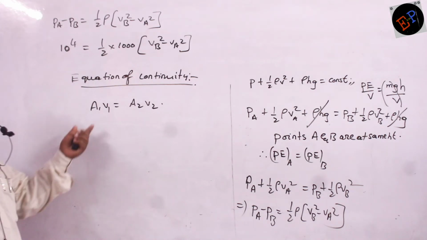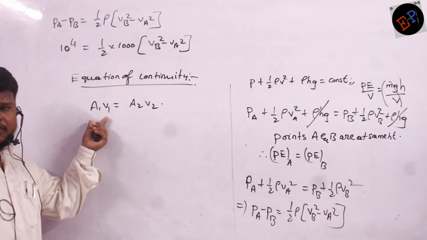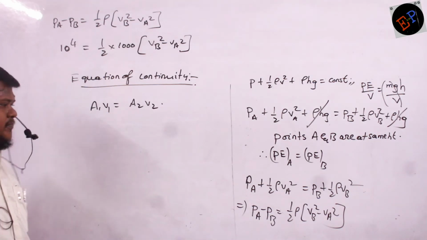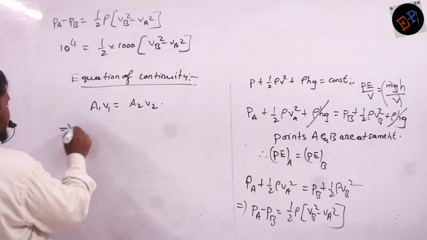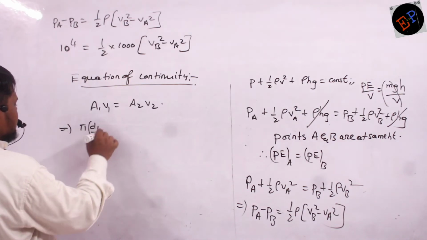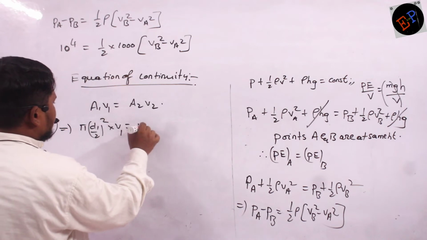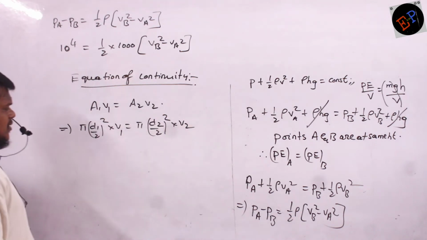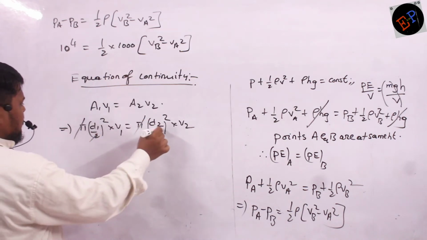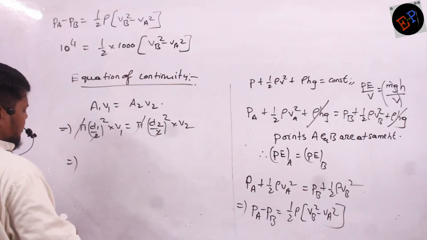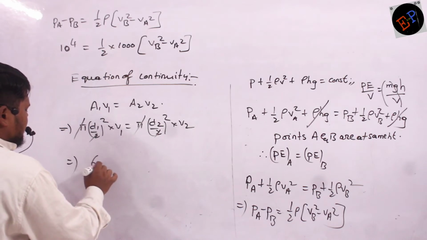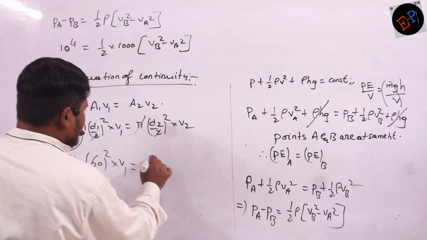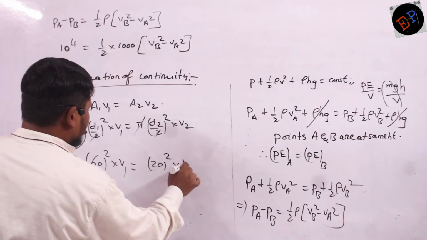So the rate of flow of liquid at one cross section is equal to the rate of flow of liquid at the second cross section. Already we discussed this yesterday. So what is the formula of area? Pi (d1 by 2) whole square multiplied by V1 is equal to pi (d2 by 2) whole square multiplied by V2. So pi and 2 get cancelled. What is the diameter at one end? 60, so 60 square. No need of converting into meters. On the other side 20, so 20 square multiplied by V2.